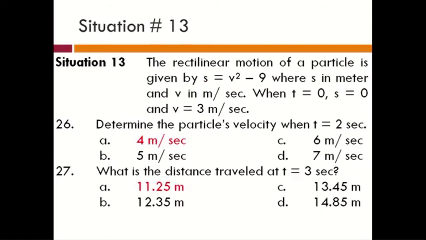Okay, so let's try to solve. Teka, sulat ko muna yung mga given. s equals v squared minus 9. Tapos t equals 0, s equals 0, v equals 3.